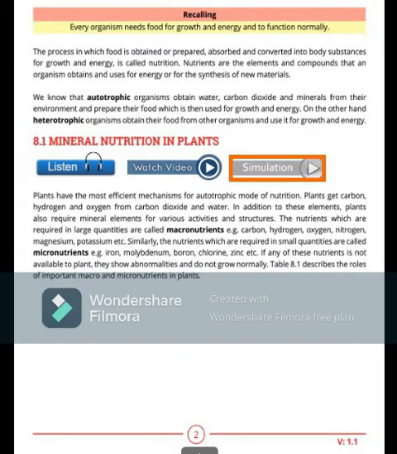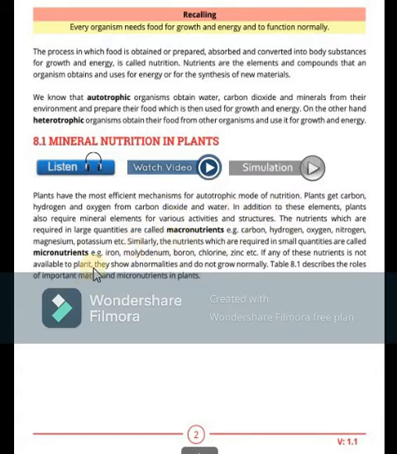So the first thing we talk about is the organisms that are autotrophs and heterotrophs. Autotroph organisms obtain water, carbon dioxide and minerals from the environment and prepare their food by themselves. They use it for growth and energy. On the other hand, heterotrophic organisms obtain their food from other organisms and use it for their growth and energy.